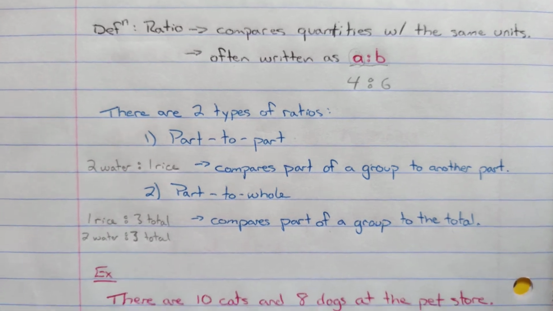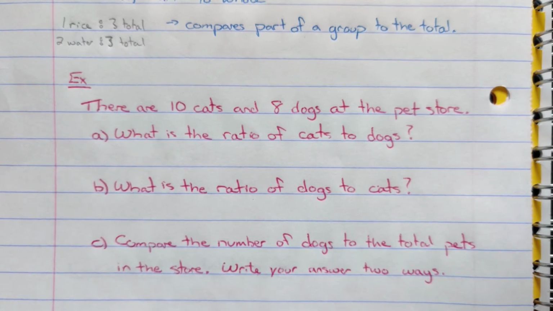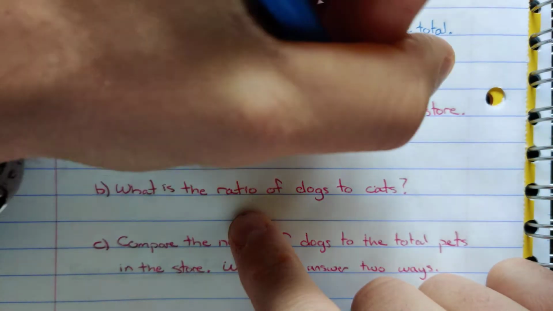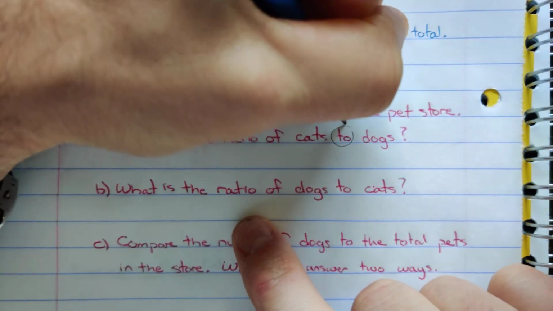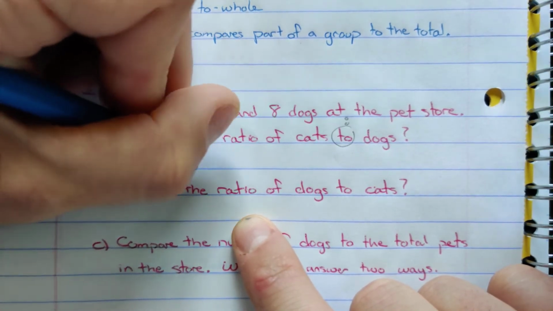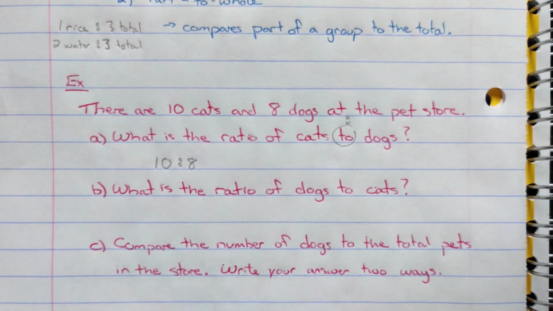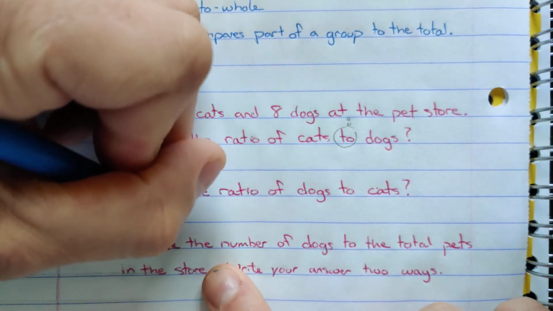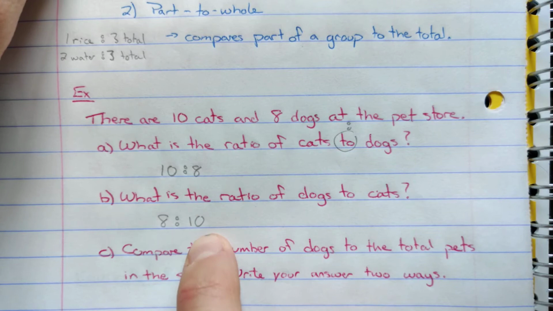So we can compare parts to other parts, or we can compare a part to the whole group. As an example, we have 10 cats and 8 dogs at a pet store. What is the ratio of cats to dogs? Well, the word "to" is going to be our colon. So cats to dogs, we're going to have 10 to 8. Now, if we ask for the ratio of dogs to cats, that flips everything, because now dogs go first. So the order of what we state matters in how we write it.